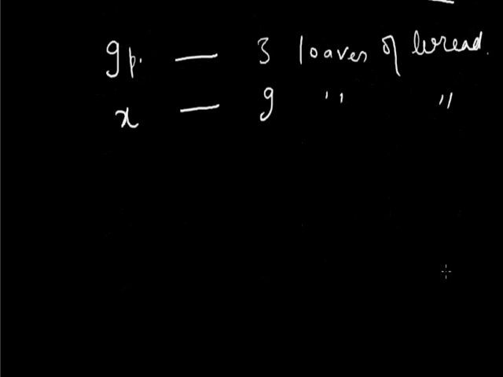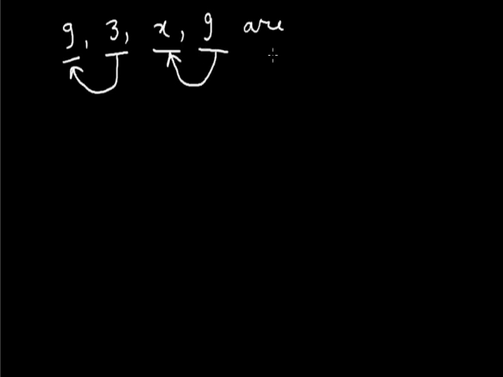So these 4 terms must be in proportion. That means 9, 3, x, 9 are in proportion. This is the number of people, this is the number of loaves of bread which this many people consume. Similarly, this is the number of people and this is the number of loaves of bread which these people consume. So these four numbers must be in proportion.